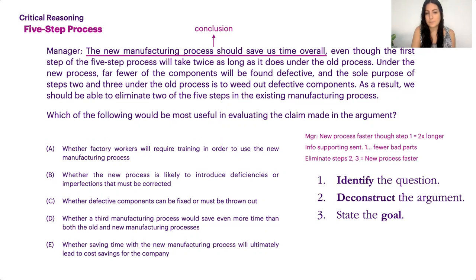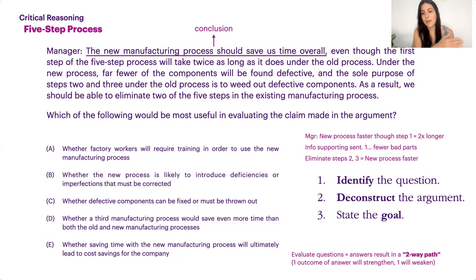So one thing to keep in mind is that the evaluate questions are always going to result in a 2-way path, which means that one outcome of the answer is going to strengthen the conclusion, and one outcome of the answer is going to weaken the conclusion. So if you don't have that sort of split path, then you're not going to be able to evaluate it properly. So the last step is to eliminate. So we're just going to go through the choices.